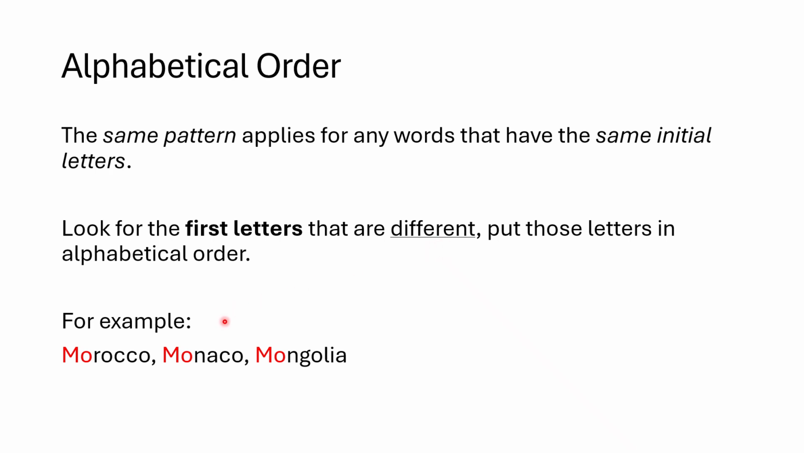For example, Morocco, Monaco, Mongolia. The names of these places all begin with the letters M, O. The third letters of these words are different. The third letter in Morocco is R, and it is N in Monaco and Mongolia. Morocco is last. The fourth letter in Monaco and Mongolia are different.